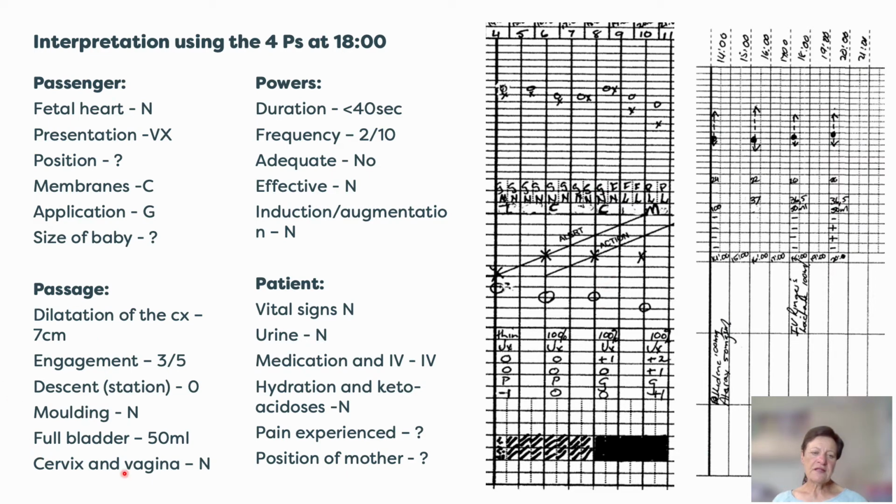But when we look at the passage, we see now that there's absolutely no progress regarding the cervical dilatation nor the engagement, the level of the fetal head. The head is still 3/5 above the pelvic brim, and the station is 0.